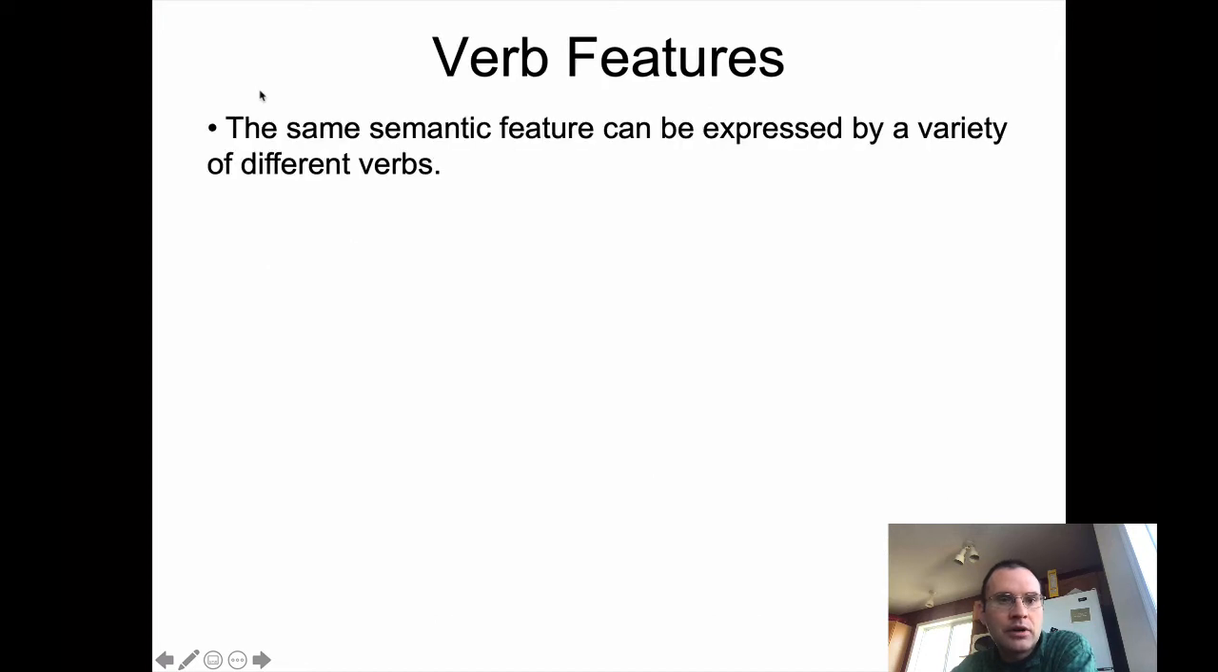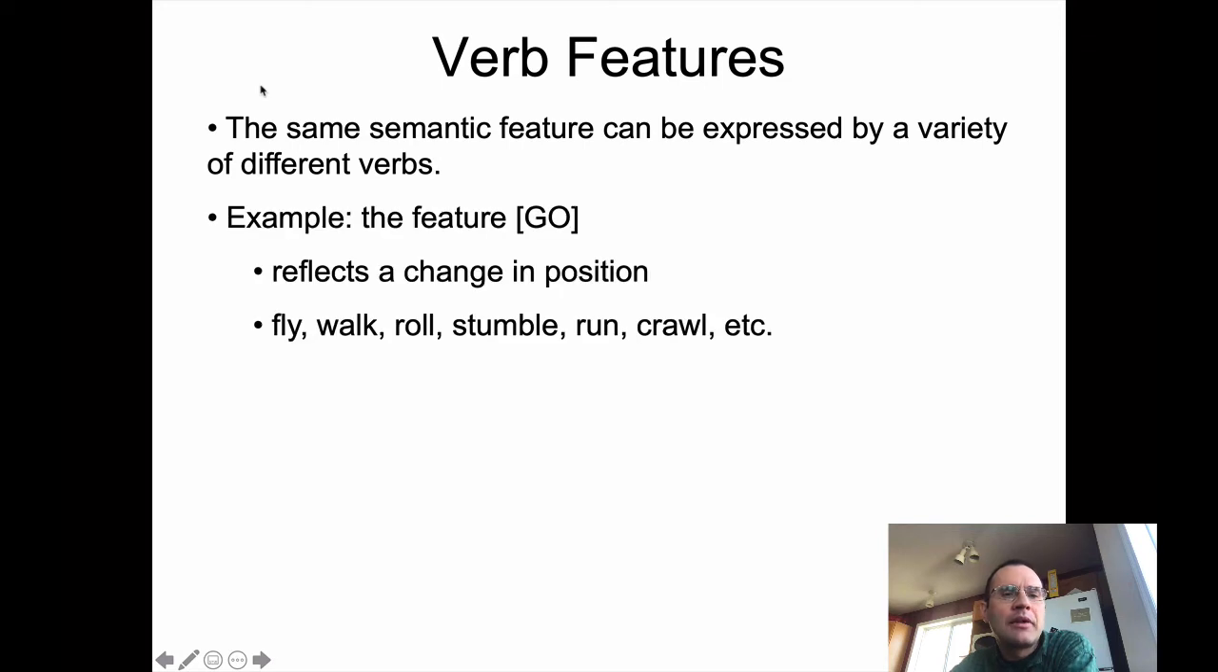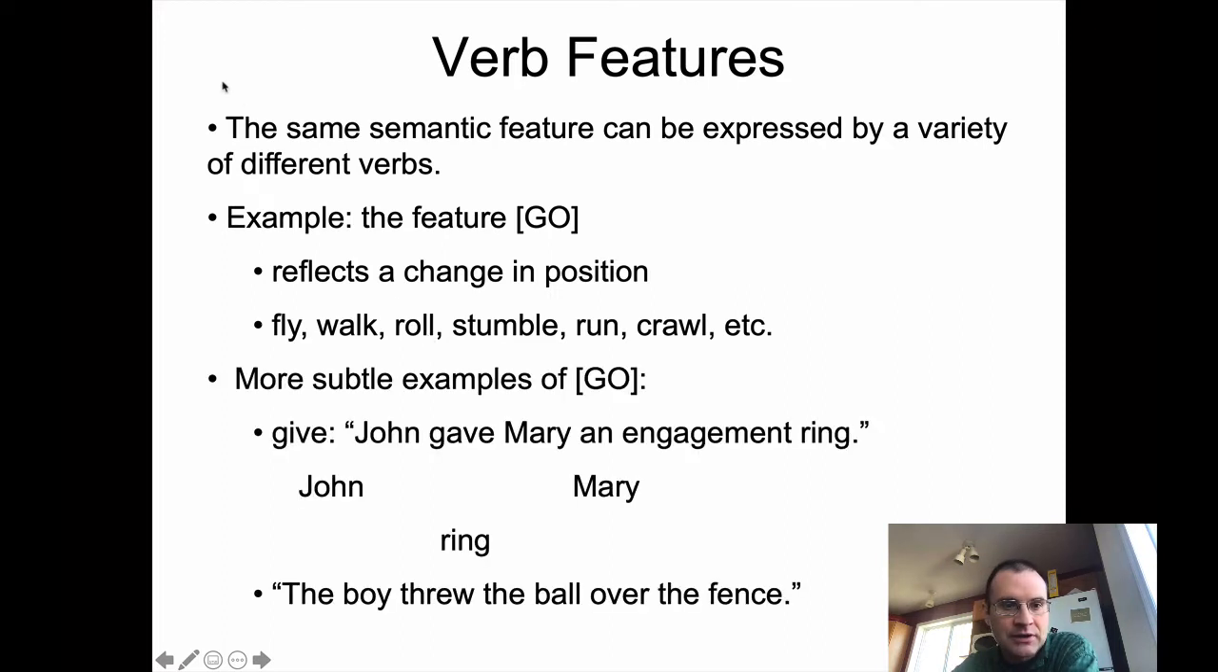Okay, so the same semantic feature approach to boiling down the meaning of words into features can be found in verbs as well. They're just going to look a little bit different. For instance, there's a feature [go], which I'm putting in brackets here because I don't mean the specific verb go, but rather the semantic idea of going that reflects a change in position of one thing from one place to another. And we see this feature in a variety of different verbs like fly, walk, roll, stumble, run, and crawl. All these are verbs of motion, right? So something's going from somewhere to somewhere else.